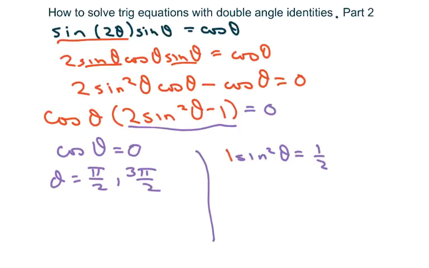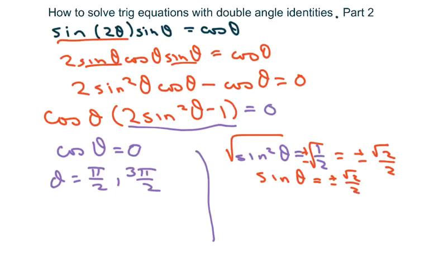On this side, we square root both sides. And we know this equals plus or minus square root of 2 over 2. So that's what sine equals. For that, we have all the 45 ones. So in that case, we have pi over 4, 3 pi over 4, 5 pi over 4, and 7 pi over 4.